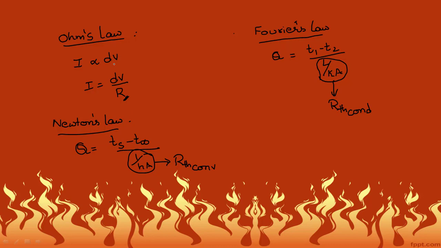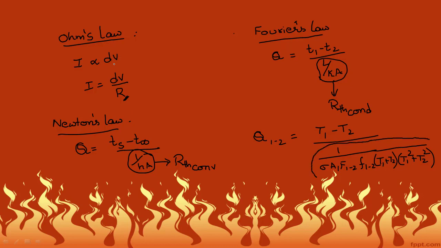Now, when it comes to radiation, heat transferred by radiation Q 1 to 2 is equal to (T1 minus T2) by (1 by sigma A1 F1-2 into (T1 plus T2) multiplied by (T1 square plus T2 square)). This total denominator term we call the thermal resistance due to radiation.